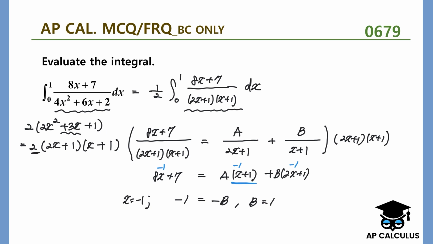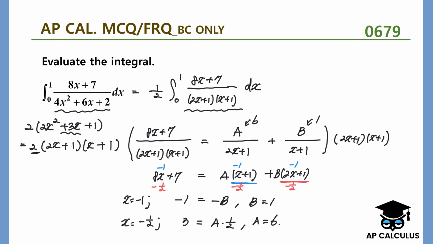Now we're going to substitute -1/2 for x, so that this expression is equal to 0, right? So -1/2 for x. So 8 times -1/2, that's -4, plus 7, that's +3. A times (-1/2 + 1), that's a times 1/2, right? And this expression is equal to 0. So a is equal to 6, right? So a is equal to 6, b is equal to 1, right?